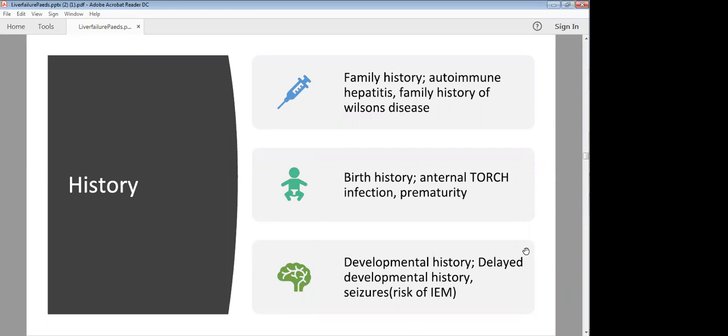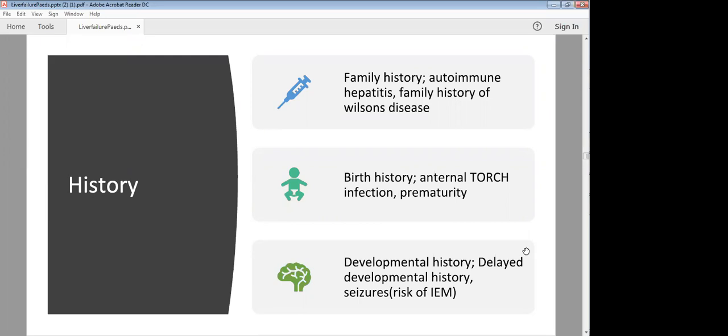You need to ask about birth history. Prematurity is one of the factors of acute liver failure, but in neonates. Antenatal TORCH infection, prematurity: you need to ask about the antenatal history of the mother, whether the mother has hepatitis B, diagnosed or undiagnosed. TORCH infection can present with hepatitis.